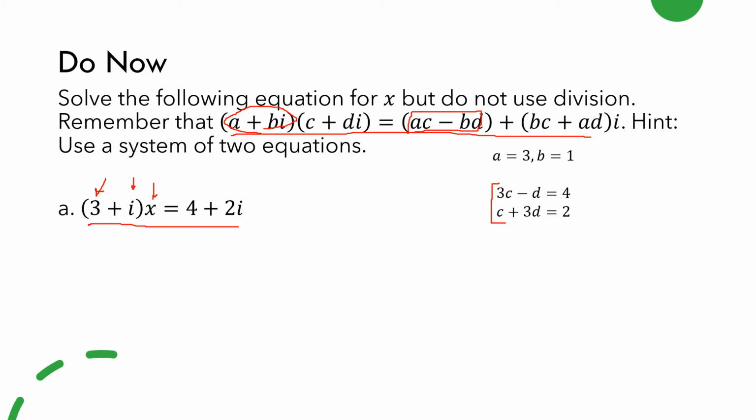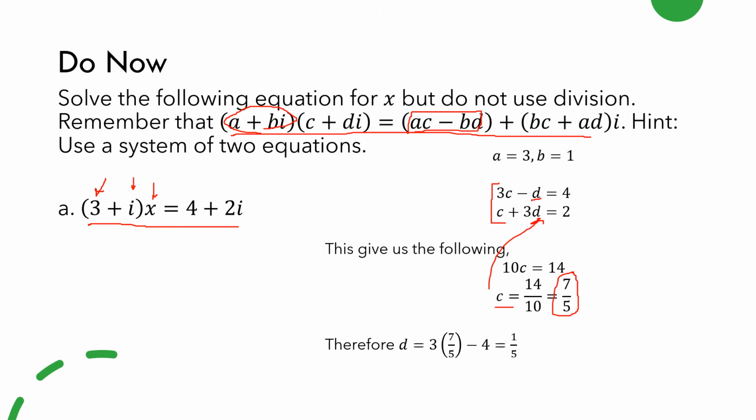I think the fastest way is to multiply the top one by 3 so that you'll have a 3 in front of the d term, and then you can add them together and it'll cancel. If you do that, you get 10c = 14, and therefore c has to be 7/5. Once you find that, you can plug it back into either of the two equations and solve for d, and you get d = 1/5. Putting those two things together, you can write your new complex number as 7/5 + 1/5 i. So that's what x is.